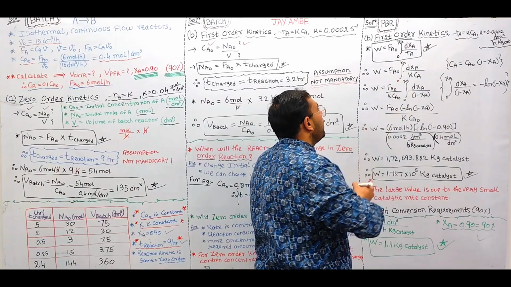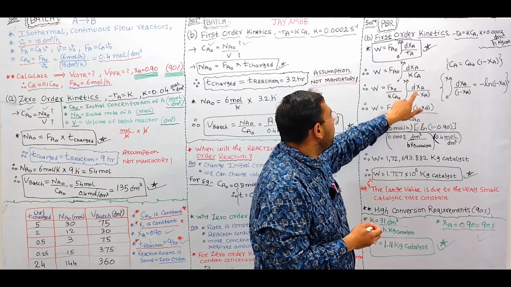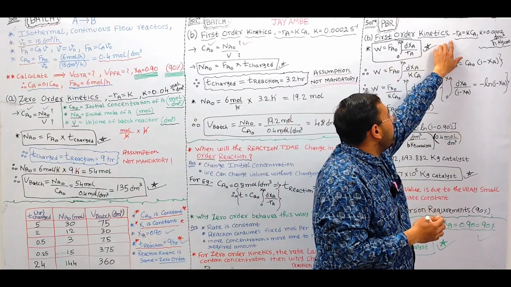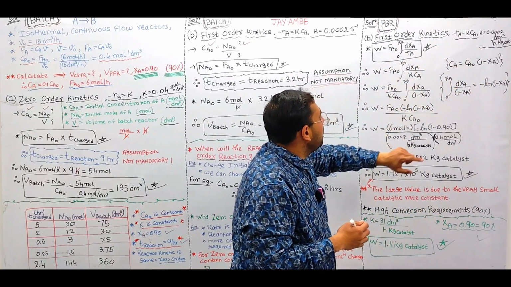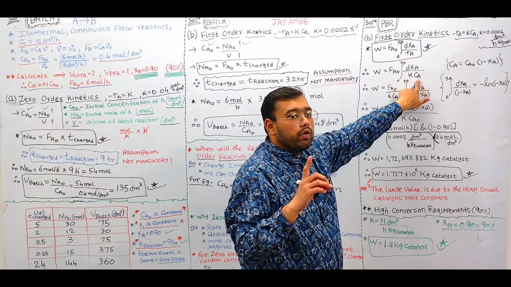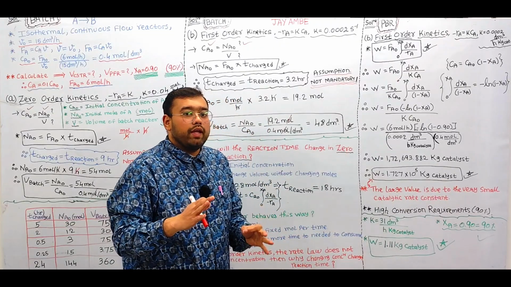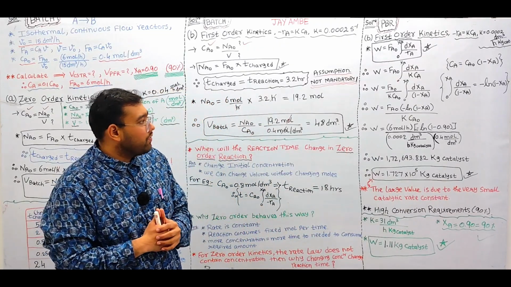So here W is equal to Fa naught integration from 0 to Xa dXa upon K Ca, right? We are substituting minus Ra is equal to K Ca. Here again, recall, we have the two forms of Ca, right? Which form we are going to use, I already explained in the previous lecture.